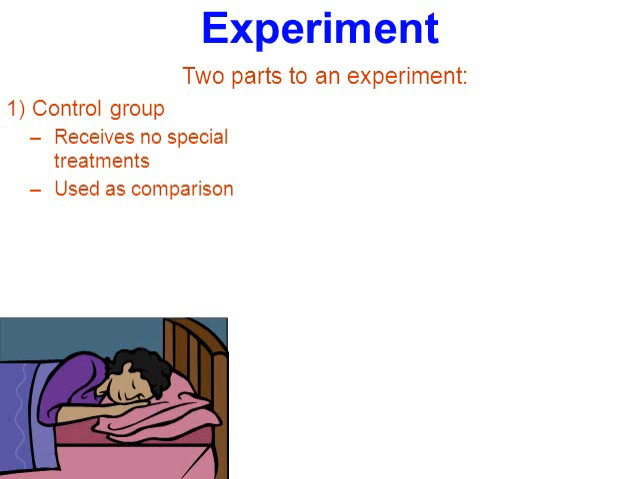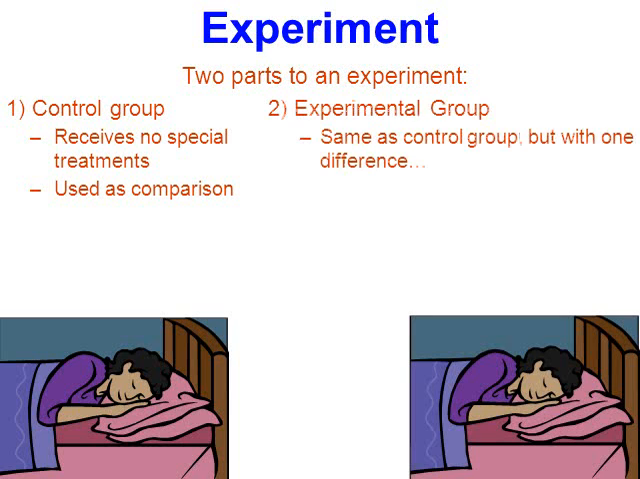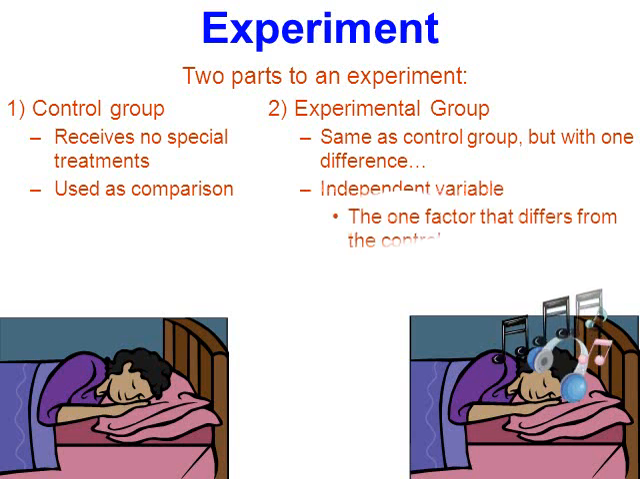Well, what are we comparing it to? We're comparing it to the second part of an experiment called the experimental group. And notice from the picture on the left and the picture on the right, they're exactly the same, because the control group and the experimental group, you set them up exactly the same, but with one little difference. In our animation, there she is listening to music. There's that one little difference.